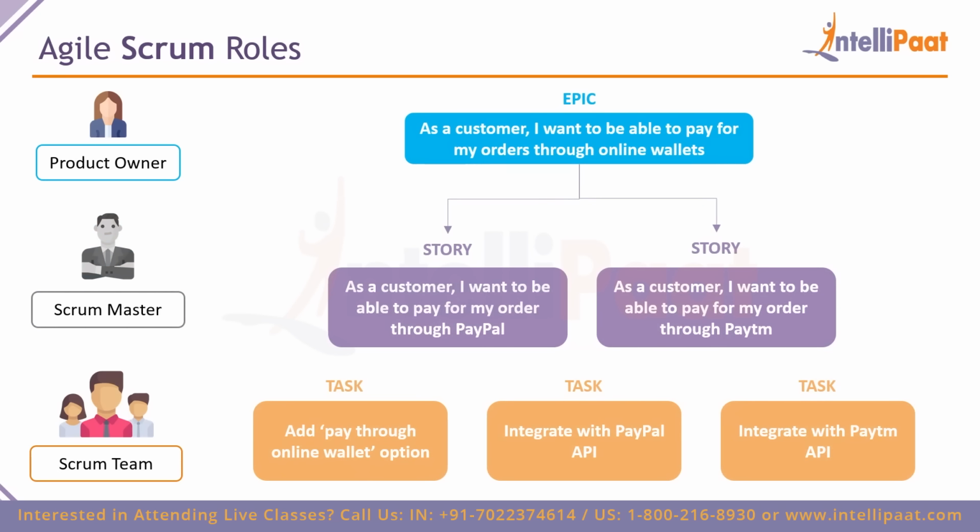Now, after the epic has been broken down into stories, the Scrum team has to break that story down into technical tasks that are achieved in software development, right? So these stories can be broken down into add a pay through online wallet option. So up until now, we may have had a credit card option, a net banking option. Now we are adding an online wallet option. The second task would be to integrate this payment option with the PayPal API. And the third task would be to integrate this payment option with the Paytm API, right? So this is the entirety of the hierarchy that we are following currently, right? So this is how Scrum works, and this is what Scrum roles are.